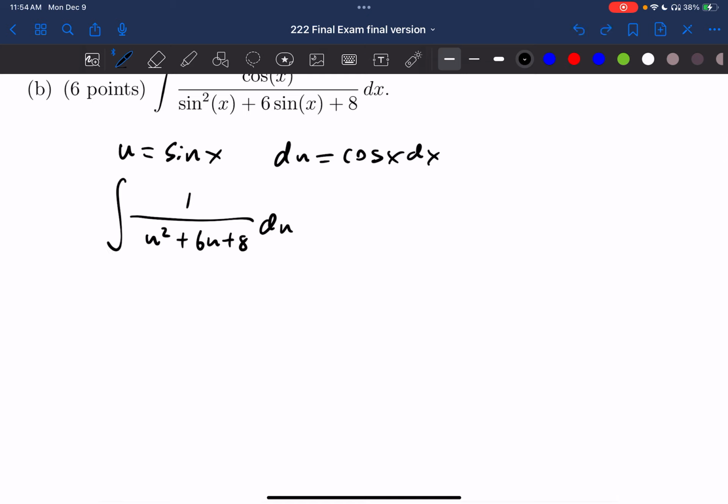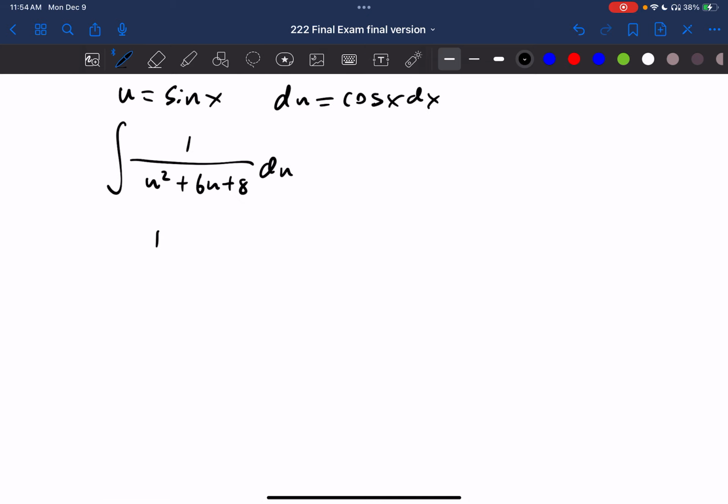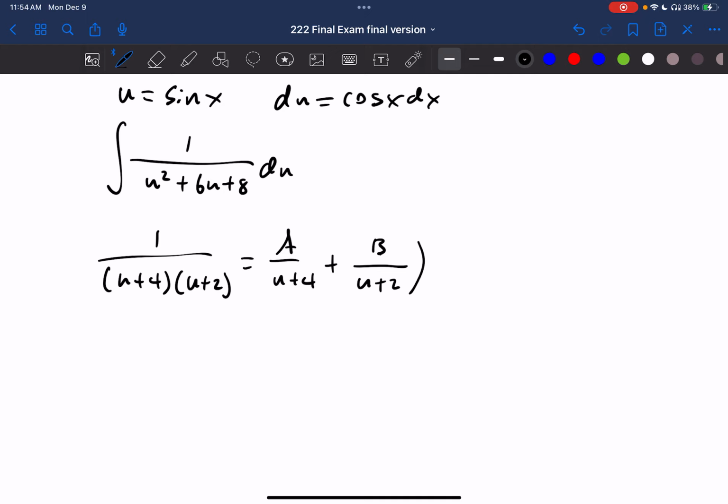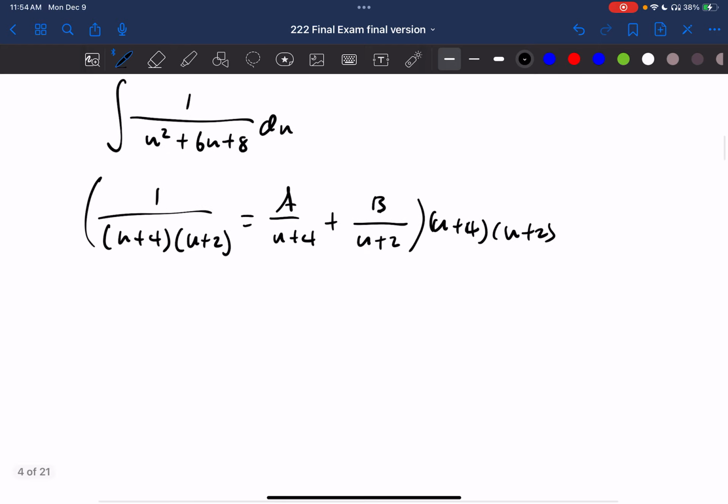Now, this is a form that we recognize. This is a partial fraction decomposition. It's pretty basic. What are two numbers that add up to 6 and multiply to 8? You're going to get u plus 4 and u plus 2. We can set this equal to A over u plus 4 plus B over u plus 2. Now if we multiply both sides by u plus 4 times u plus 2, we can see that 1 will be equal to A times u plus 2 plus B times u plus 4.